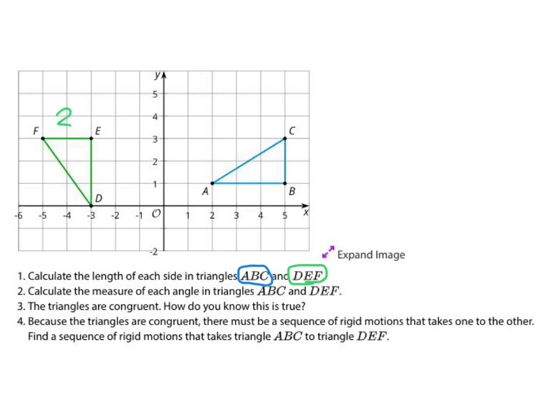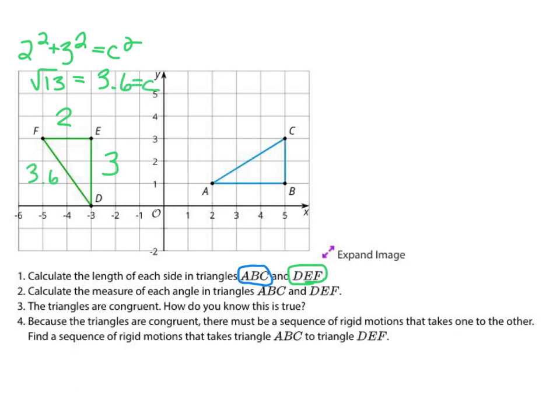This is 2 units, that's 3 units, and let's use our Pythagorean theorem. 2 squared plus 3 squared equals c squared. I'm going to get out my calculator. I have 4 plus 9 is 13, so I need the square root of 13 equals c. I'm going to round. 3.6 equals c.